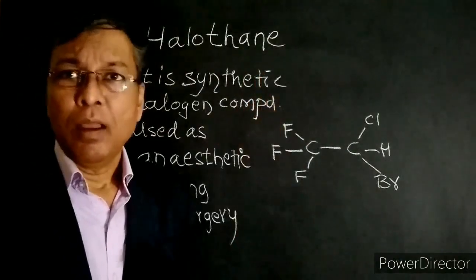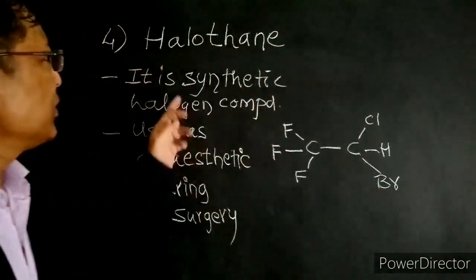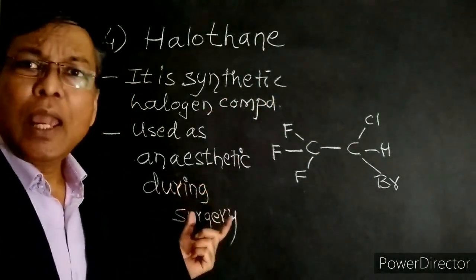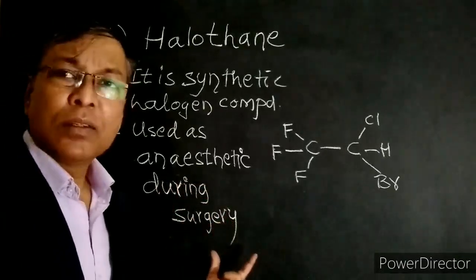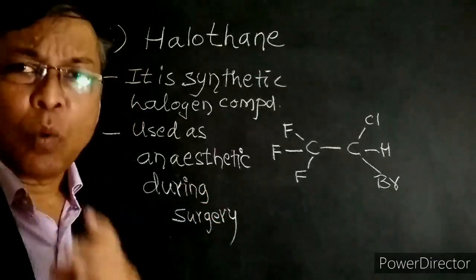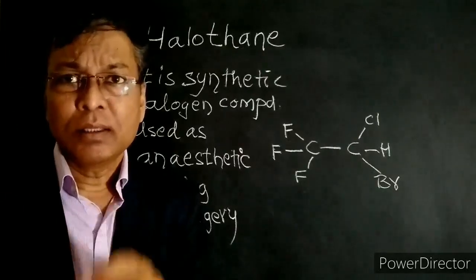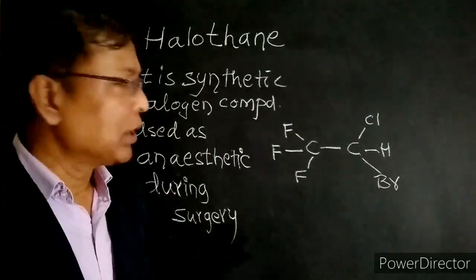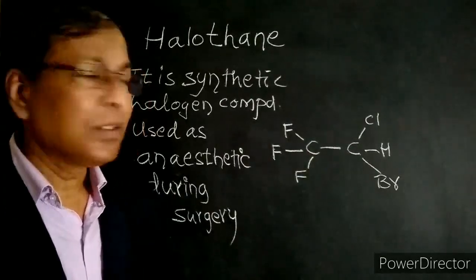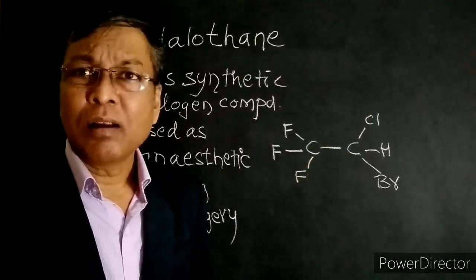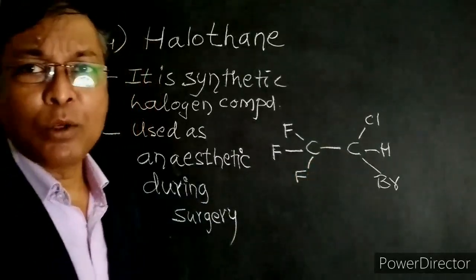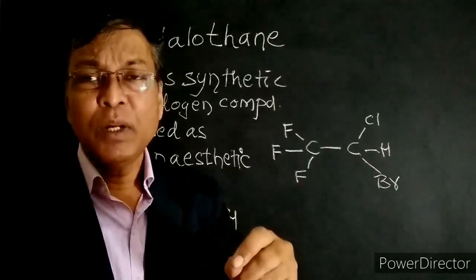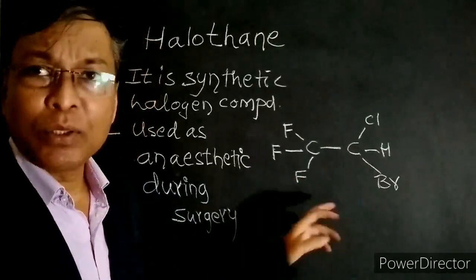Halothane. Halothane is a synthetic halogen compound and it is used as an anesthetic during surgery. Halothane has wide application in surgery. During surgery, it is used as anesthesia. A question that appears on this is, how many chiral carbon atoms are present in halothane? Or they may ask in this way also, how many asymmetric carbon atoms are present in halothane?